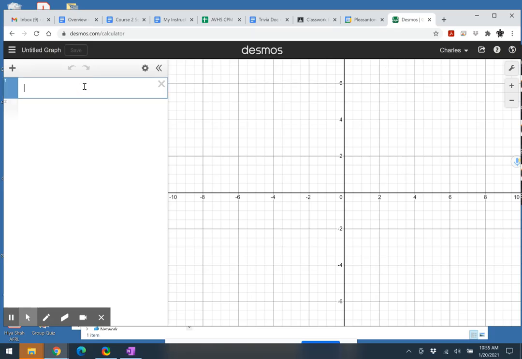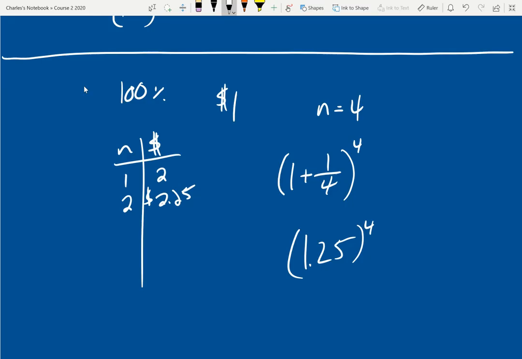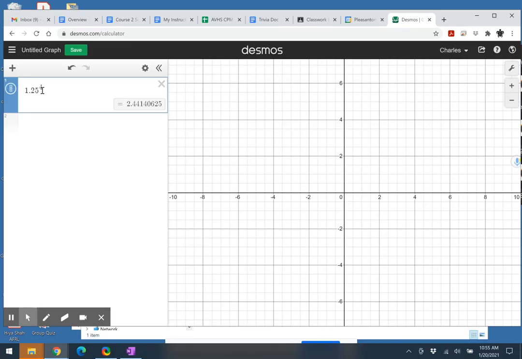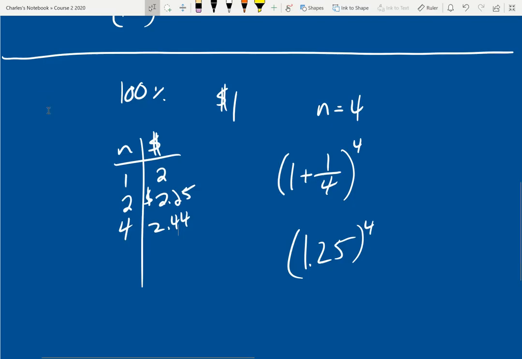Let's see what this is. This is 1.25 raised to the fourth, and I get $2.44. And then you might be like, all right, well, how about I get, what's another good n to measure? Well, let's say 12. What would 12 be? If I'm going to do 12, I'm going to have 1 plus 1 divided by 12, where 100% is just 1, raised to the 12th power.